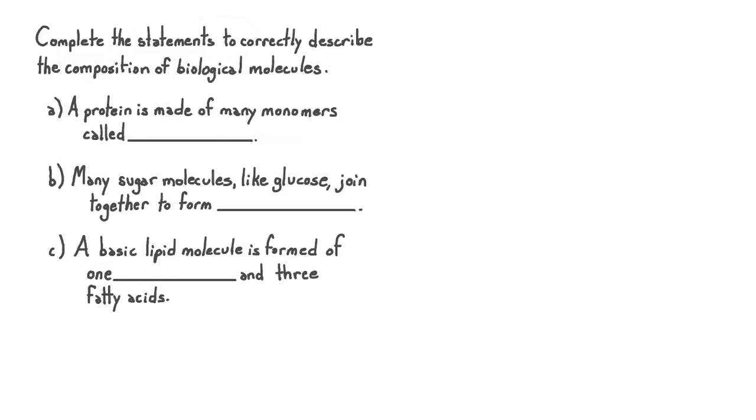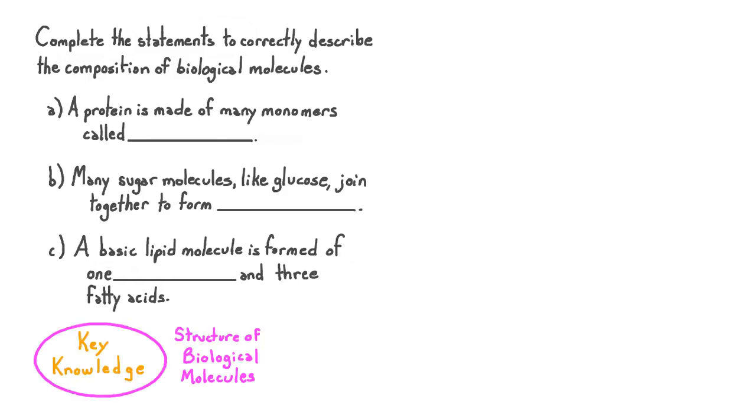Complete the statements to correctly describe the composition of biological molecules. A, a protein is made of many monomers called blank. B, many sugar molecules like glucose join together to form blank. C, a basic lipid molecule is formed of one blank and 3 fatty acids.